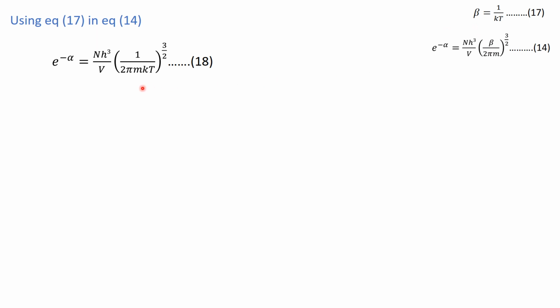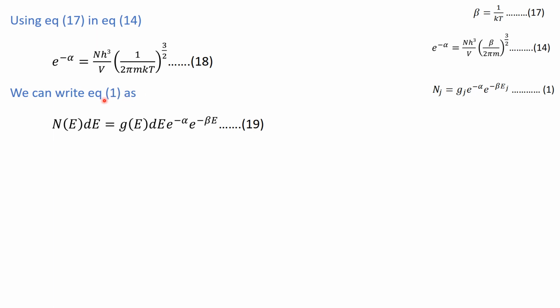Now you can write equation number 1. So equation number 1 was this one. In place of nj you write n(E)dE, in place of gj you write g(E)dE, and e to the power minus alpha, e to the power minus beta E is simpler.